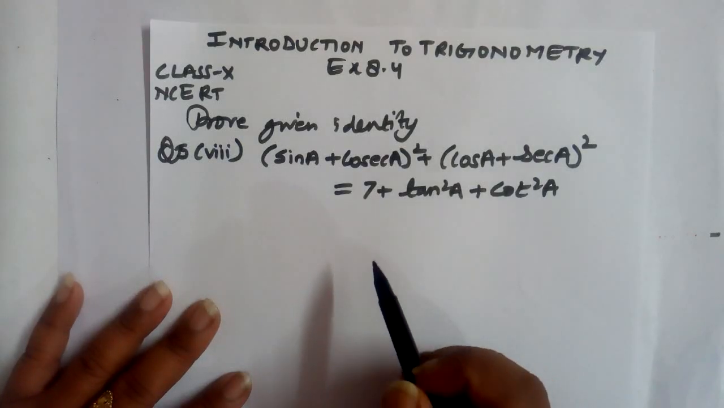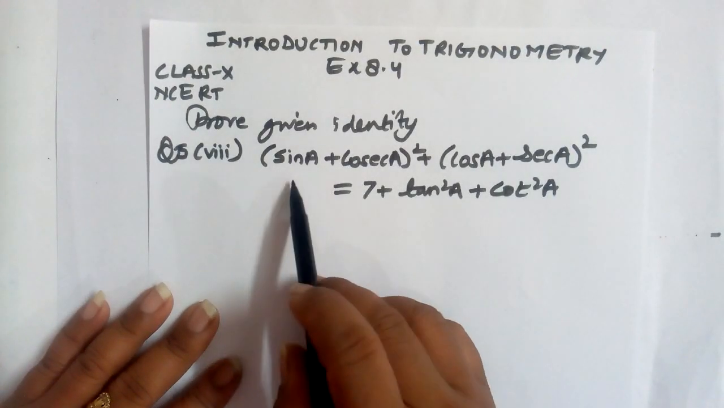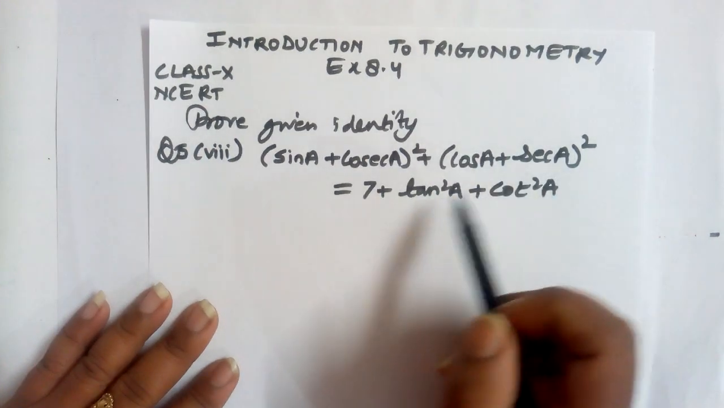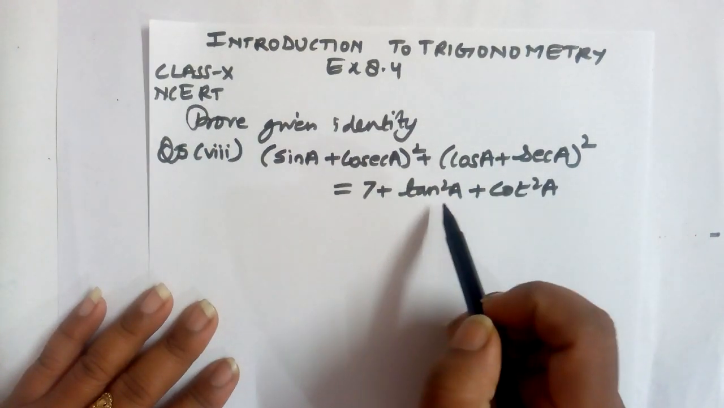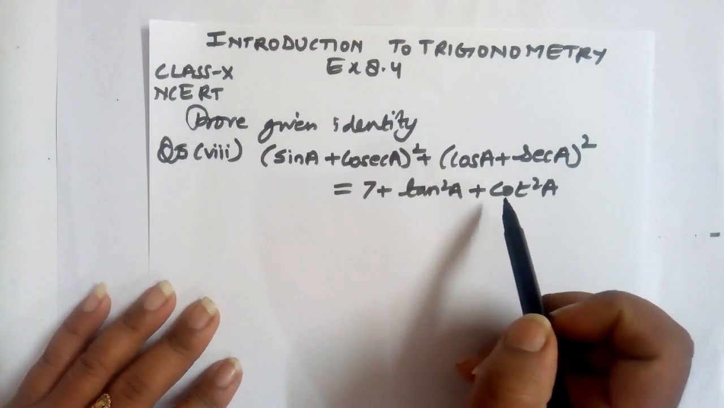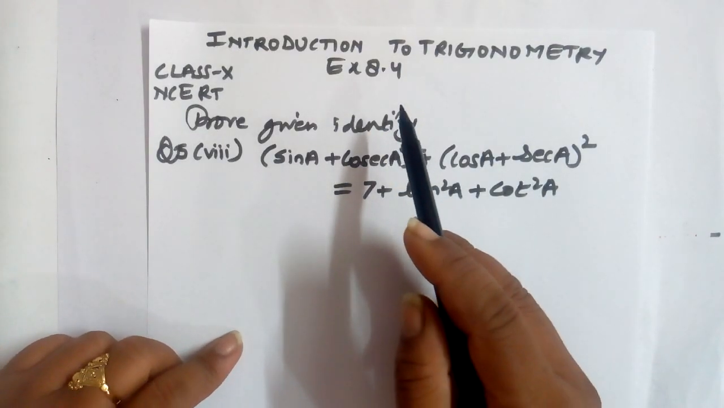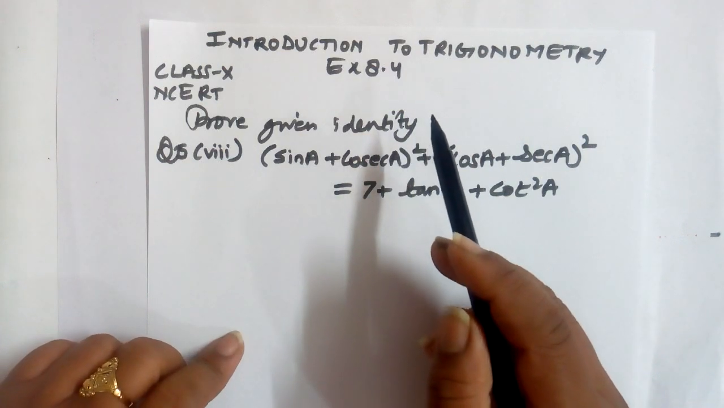Now we have to prove the given identity, that is (sin a plus cosec a) whole square plus (cos a plus sec a) whole square is equal to 7 plus tan square a plus cot square a. This is a question that I have taken from Exercise 8.4, chapter Introduction to Trigonometry, of class 10th NCERT.